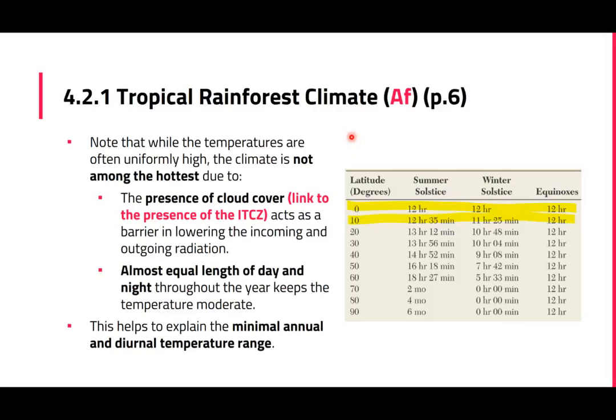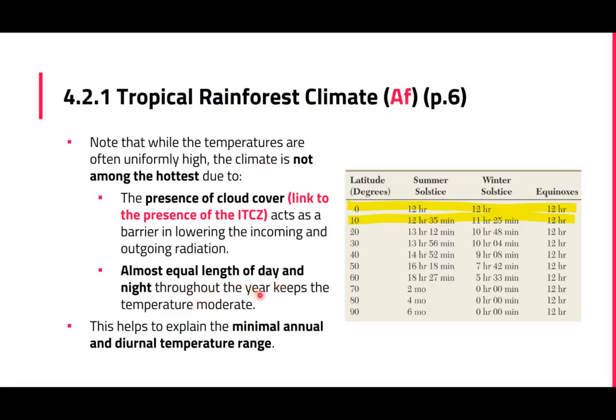The reason is because of the presence of cloud cover in AF climates. And this has to do with the location and the presence of the ITCZ. We'll learn more about this when we look at rainfall. Okay, so the first reason is because of the presence of cloud cover. Another reason is because since AF climates are located near the equator, it experiences almost equal length of day and night throughout the year.